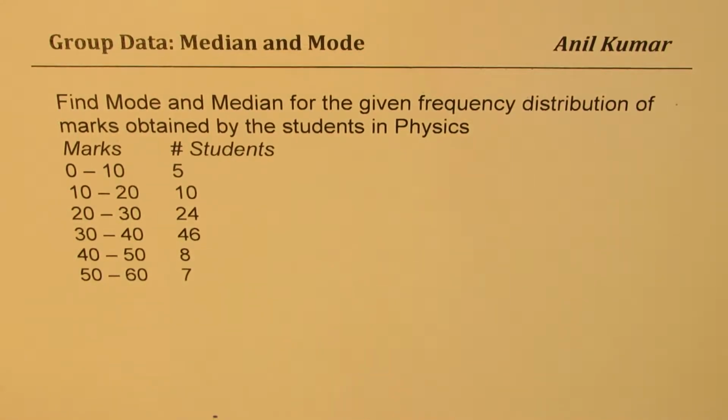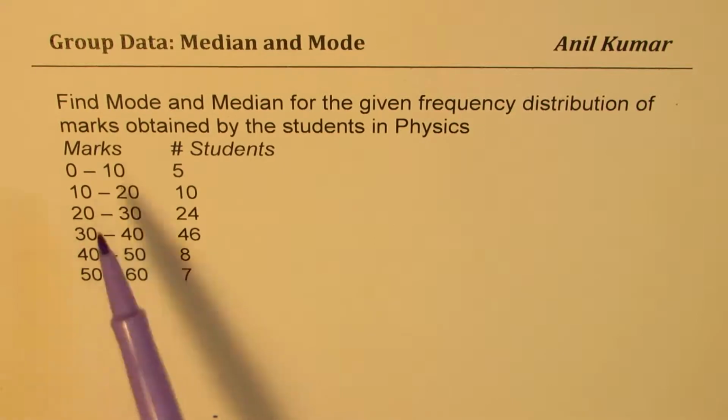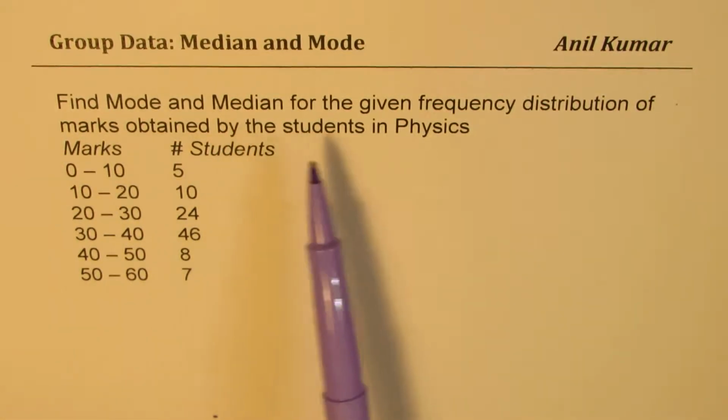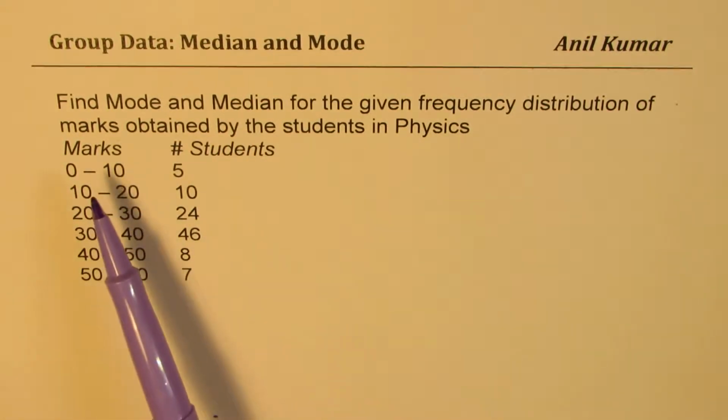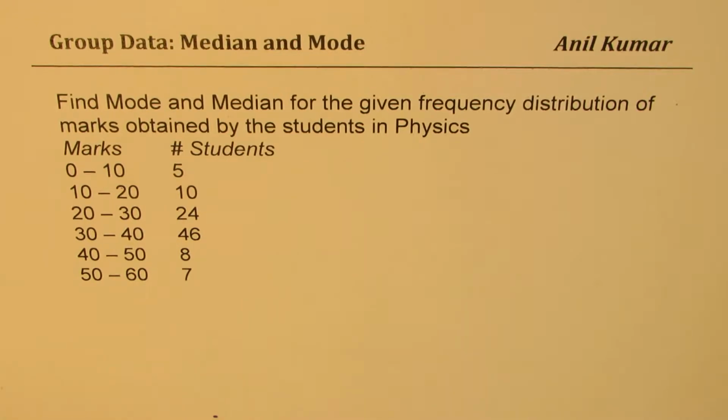We'll try to understand how to find median and mode from group data. The question here is, find mode and median for the given frequency distribution of marks obtained by students in physics. So the marks in the interval 0 to 10, there are 5 students, 10 to 20, 10 students, 20 to 30, 24 students, 30 to 40, 46 students, 40 to 50, 8 students, 50 to 60, 7 students.